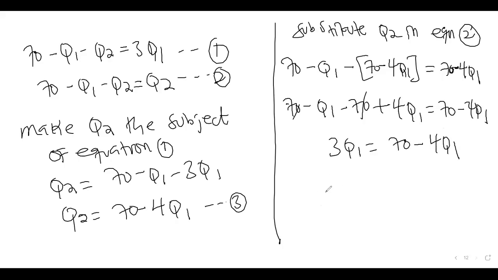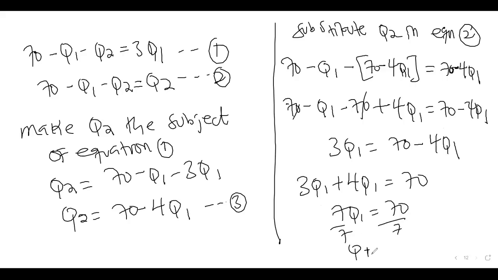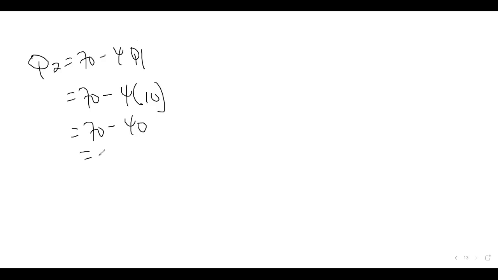So when this minus 4Q1 crosses, we will have 3Q1 plus 4Q1 is equal to 70. So 7Q1 is equal to 70. When you divide both sides by 7, Q1 is equal to 10 units. All right. So we are now supposed to find Q2. Remember that Q2 is 70 minus 4Q1. So Q2 will be 70 minus 4 into bracket 10, which means that Q2 is 70 minus 40, and is equal to 30. All right, so Q2 is equal to 30.